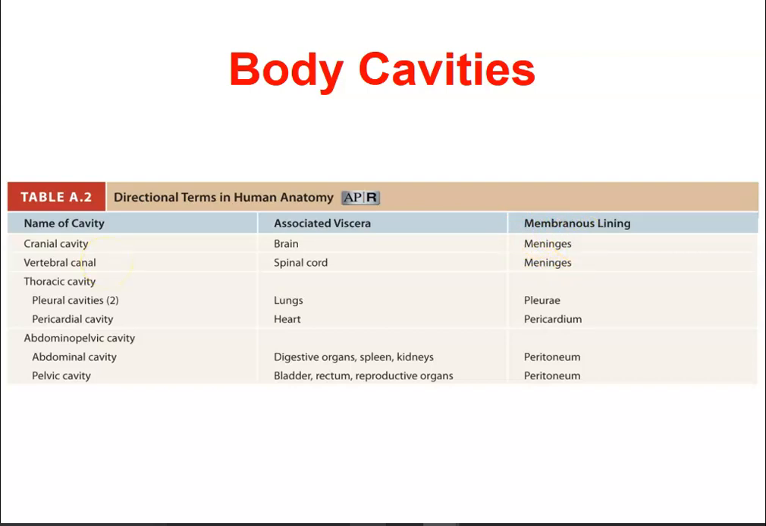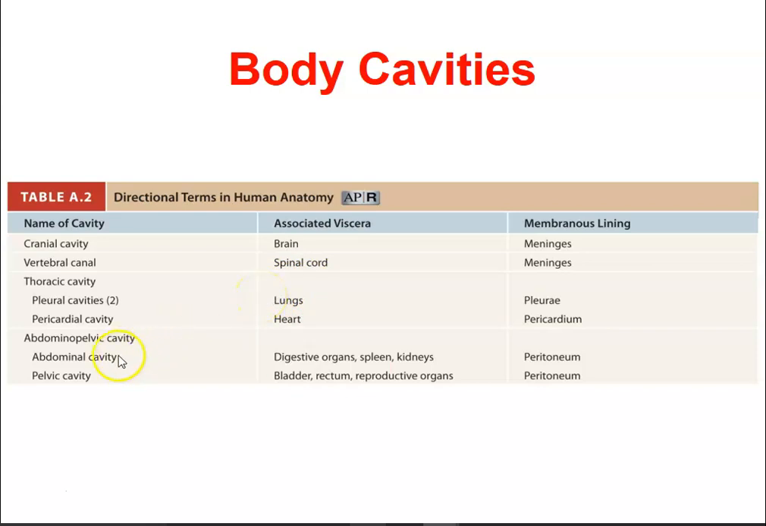The vertebral canal is also a cavity. The spinal cord runs inside of it. There are also meninges lining the vertebral canal. The thoracic cavity has lungs and a heart. Each organ has two layers of membranes wrapped around it. Between those two layers, they form a pleural cavity.